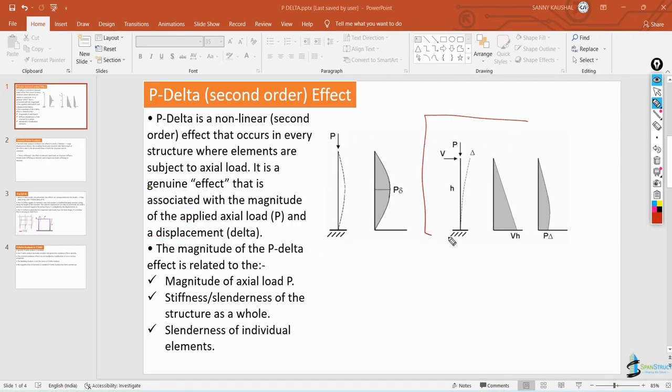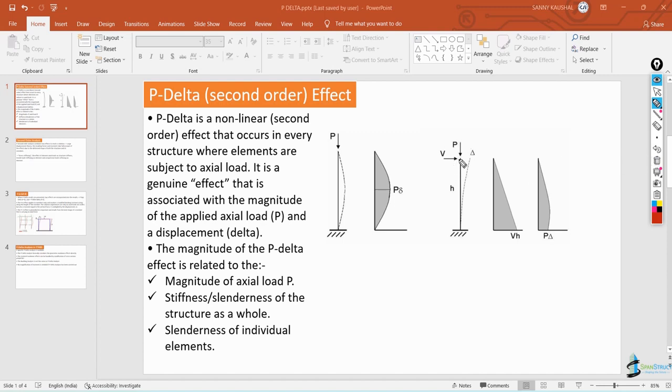Now look at this picture. In this picture there is one column, and in this column I have given a fixed support. The height of the column is h, the height of this column. Now in this column we have applied a lateral force, which we can call V here. And as you know, the P is already here, that is the axial force, which I have denoted with P.